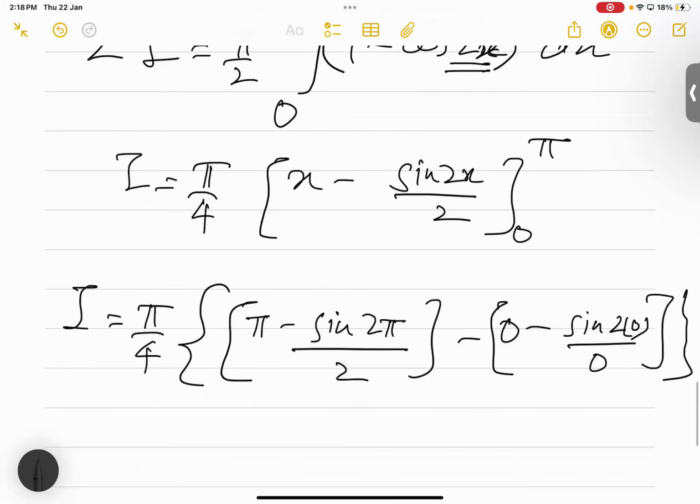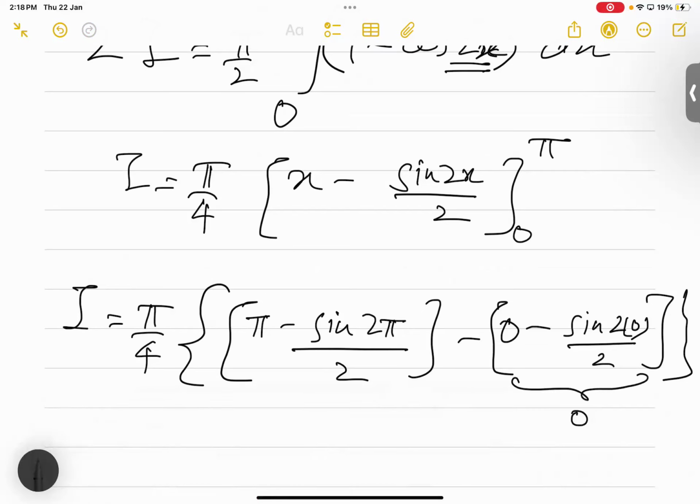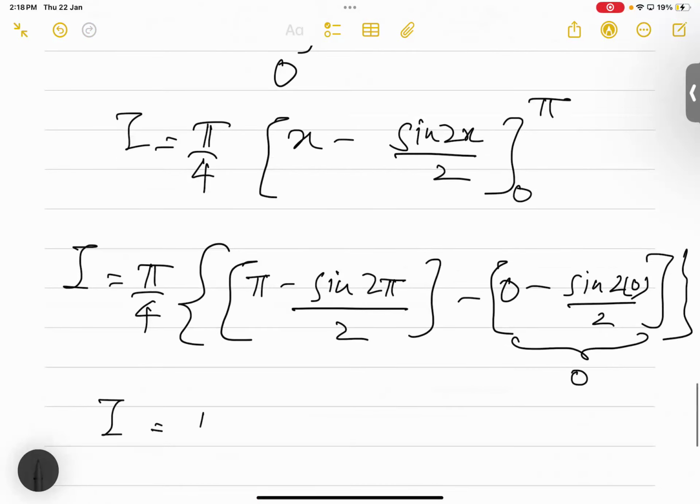So what is the value of the second term? Because sine 0 is 0. Sine 0 is 0, and 0 upon 2 is 0. So this value will be 0, right? Pi by 4. What is sine 360? Calculators are there for you. Sine 360, 0 upon 2, which is 0. So this is pi square by 4. Clear?